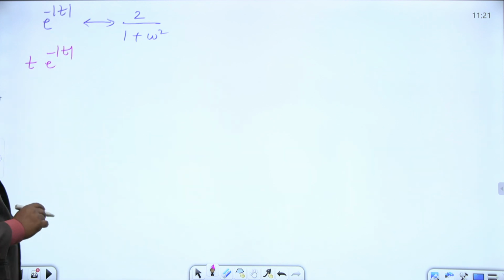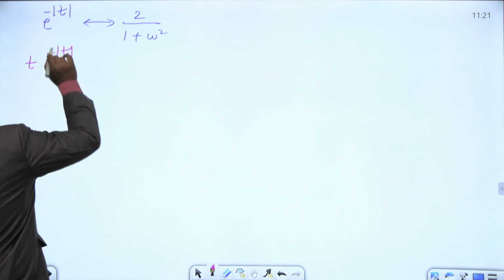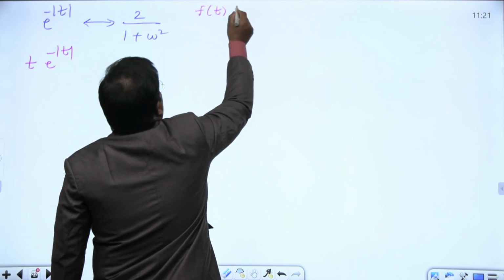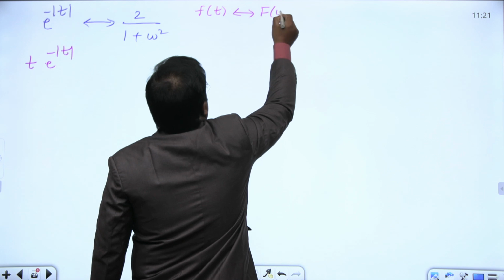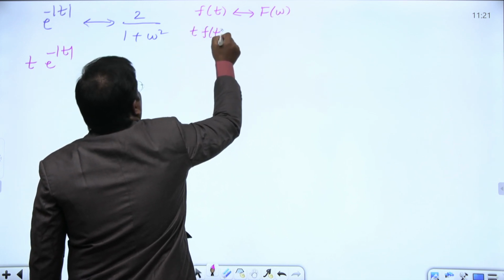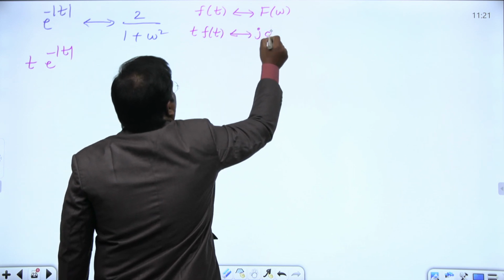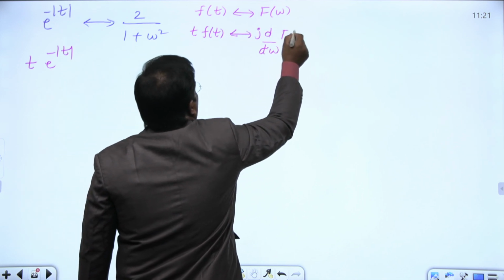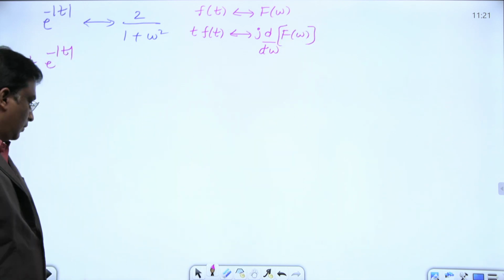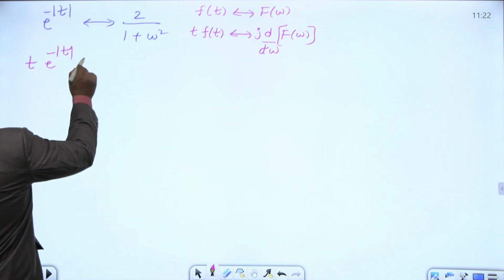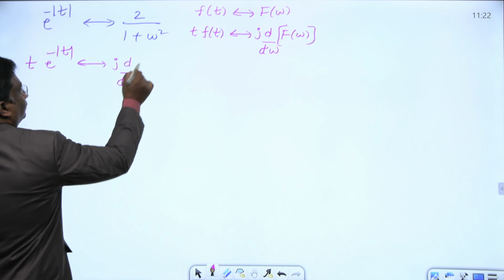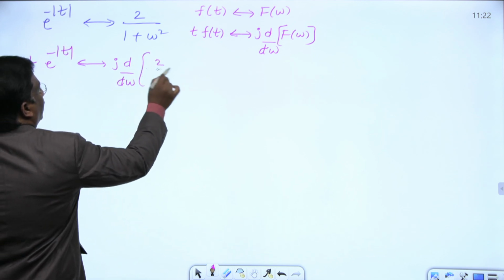If I use this property t into e power minus mod t, we know one property. This is f of t. If the Fourier transform of f of t is F of j omega, then if I multiply by t, t into f of t is nothing but j into d by d omega of F of omega. This is a property we know for Fourier transforms. You have studied it in signals and systems, or in maths also. Here, the same way, this is j into d by d omega of 2 by 1 plus omega square.